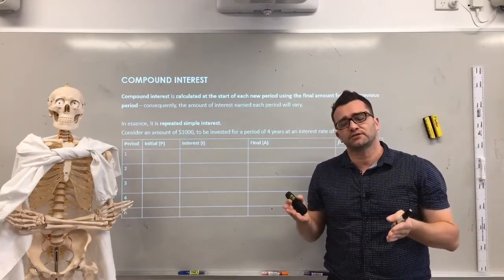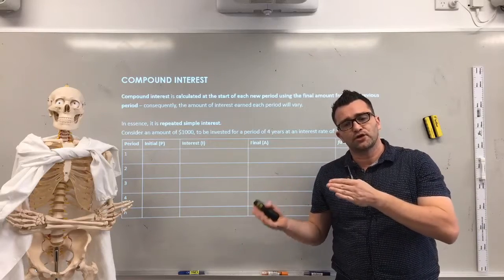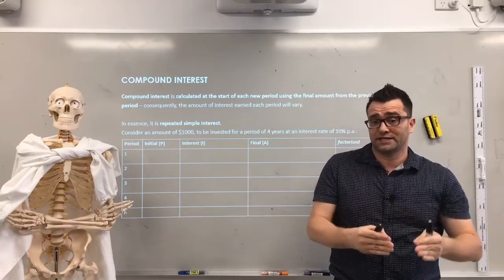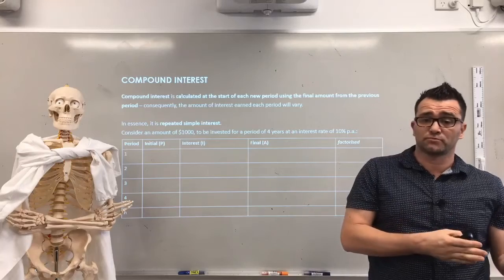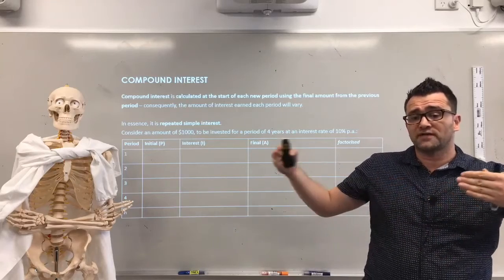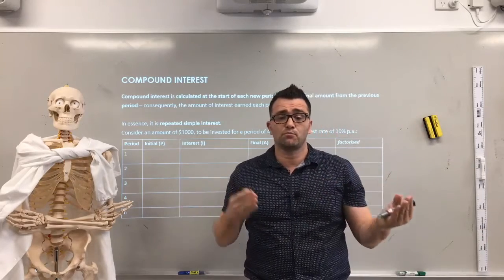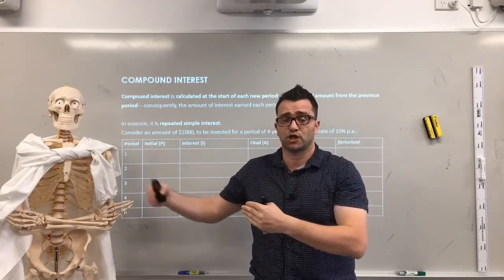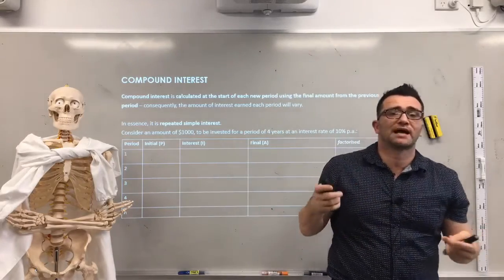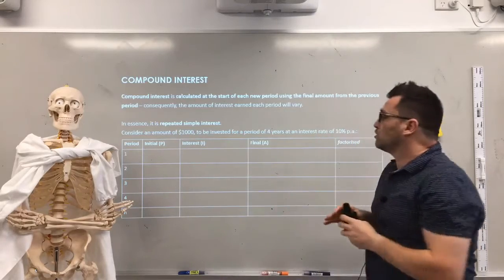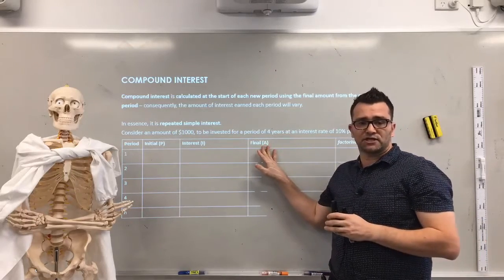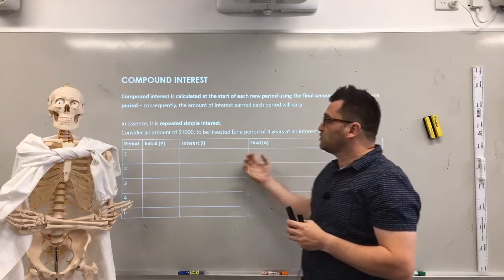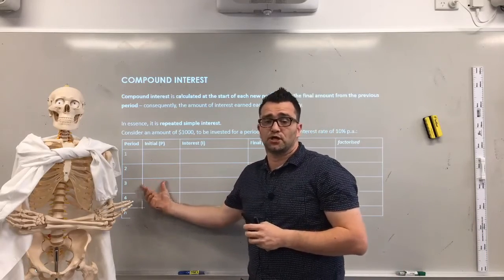So compound interest is where you actually earn interest on your interest. So under the simple interest model, regardless of how long you invested the money or borrowed money, you're paying the same amount of interest each term. Whereas in compound interest, what happens is we look at what is your closing balance at the end of each term, and then we use that as the new initial for each term afterwards.